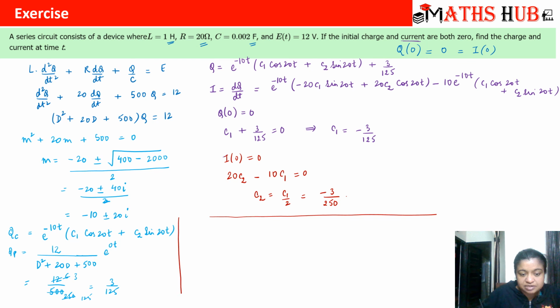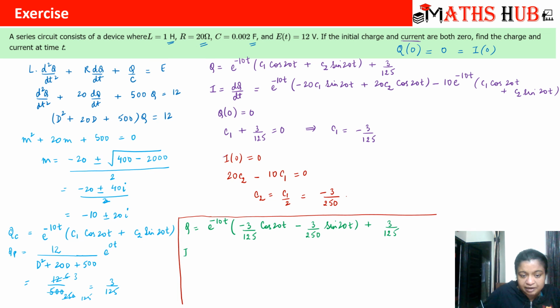q comes out to be, so I'm just writing down the final answer. So q comes out to be e raised to power minus 10t, c1, c1 is minus 3 by 125 cos 20t plus c2, so that is minus 3 by 250 sin 20t, plus 3 by 125.